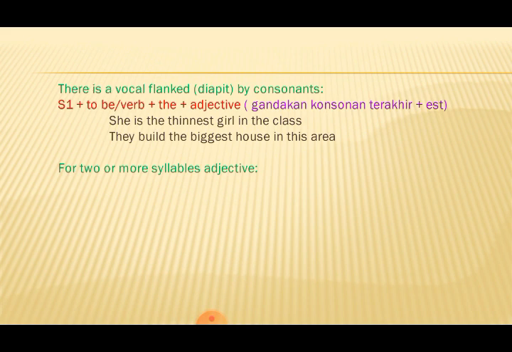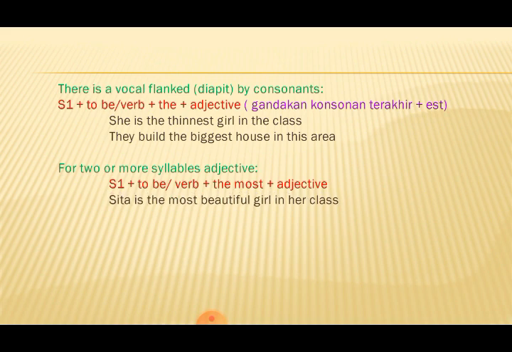The last one is for two or more syllables adjective, untuk kata sifat dengan 2 atau lebih suku kata. And here is the formula. Di sini kalian tidak menambahkan apapun setelah kata sifat, tapi kalian menambahkan the most sebelum kata sifatnya. And here are the examples.